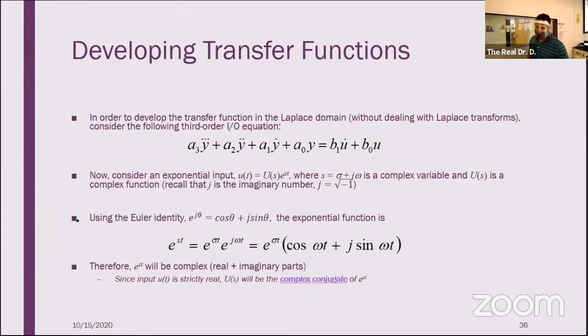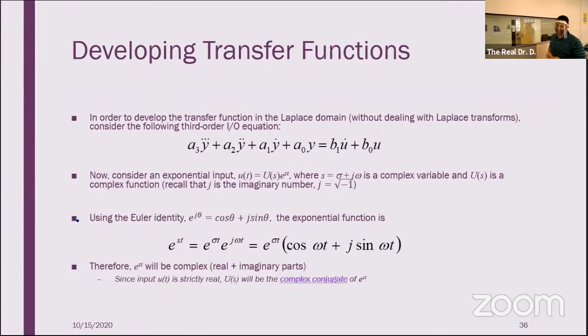So if you take the Laplace transform, and we consider an exponential input that we're going to call u of s e to the st, it turns out that the Laplace domain, the S domain, is complex in nature. So it has real and imaginary parts, which is super fun. Not imaginary like it doesn't exist, but imaginary like imaginary numbers. That imaginary, the fun kind of imaginary.